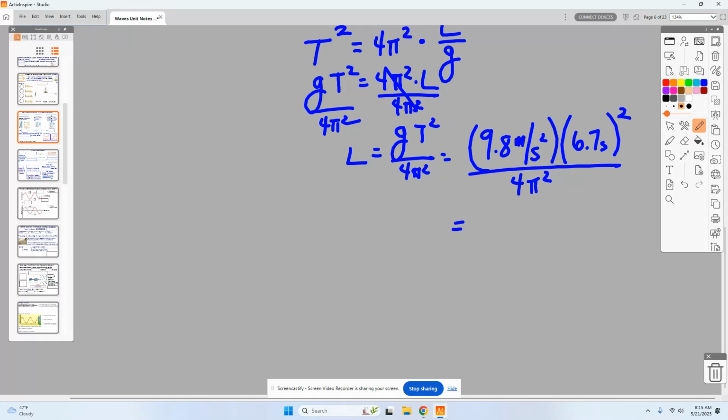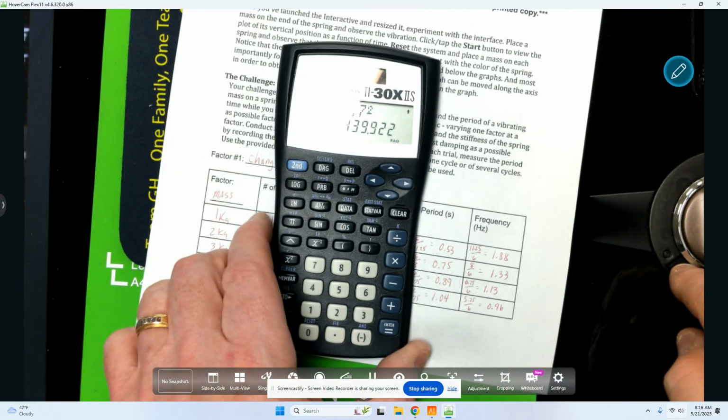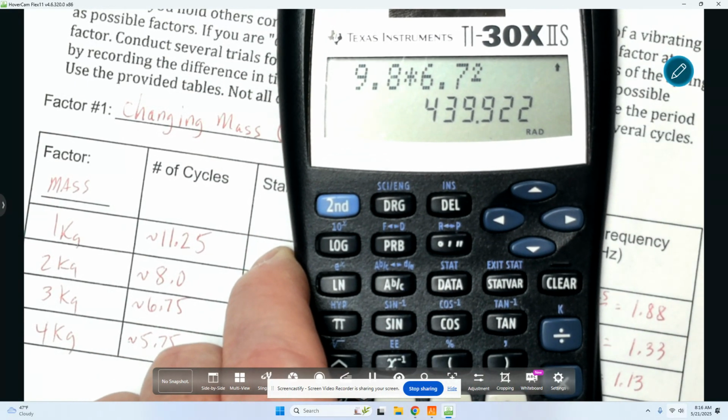Now, the units should reduce to that length being in meters, and you can see that that's the case. Meters per second squared multiplied by a second squared value gives me meters. So 9.8 multiplied by 6.7 squared. And a lot of people will make a mistake when they do the calculations. When I do 9.8 times 6.7 squared, what I get is 439.9.